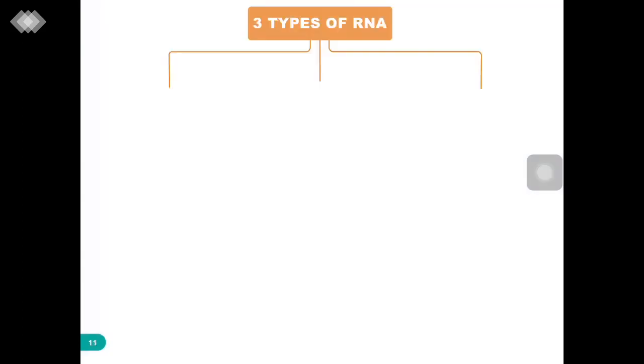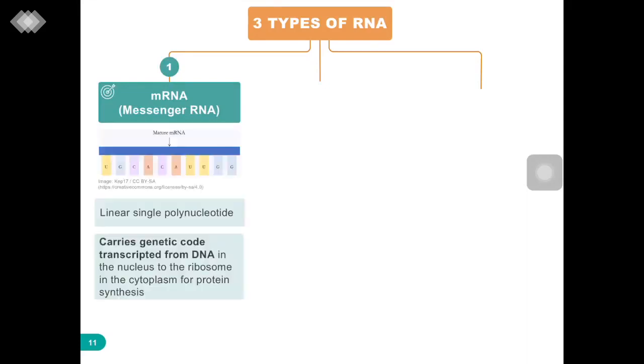From the differences table before, we know that there are 3 types of RNA. Those 3 types are mRNA, tRNA, and rRNA. The first type of RNA is mRNA, or messenger RNA. It is a linear single polynucleotide, and the function of mRNA is to carry the genetic code from the DNA, because mRNA is the copy of that small part of the DNA during the transcription process.